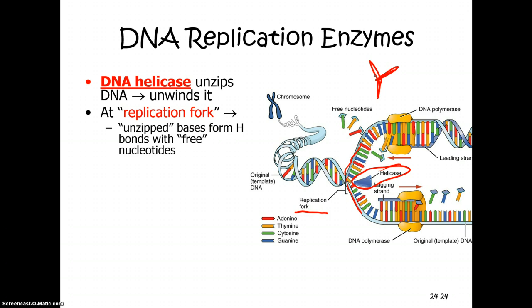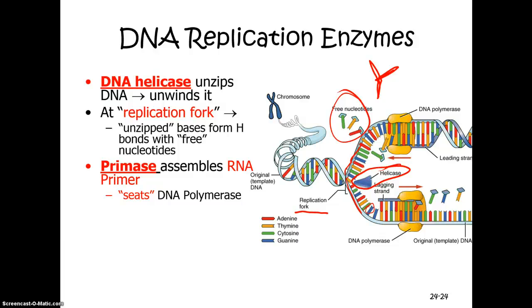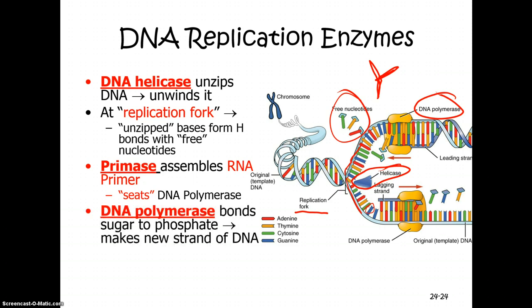The unzipped bases, the bases that have had the hydrogen bonds broken between them, a base like this that's been unzipped, is going to form new hydrogen bonds with free nucleotides that are floating around in the nucleus. Then primase is going to assemble the RNA primer. This picture doesn't show it, the next one I'll point it out for you. This is really important because this is what allows DNA polymerase, and DNA polymerase is like our glue factory, or cement factory would probably be a better analogy.